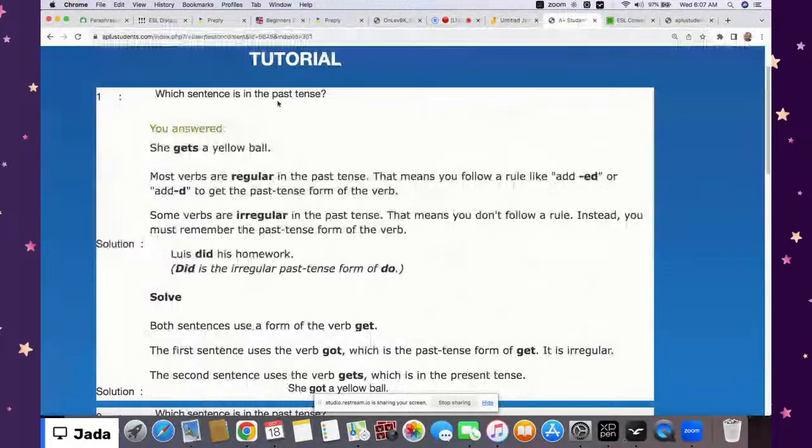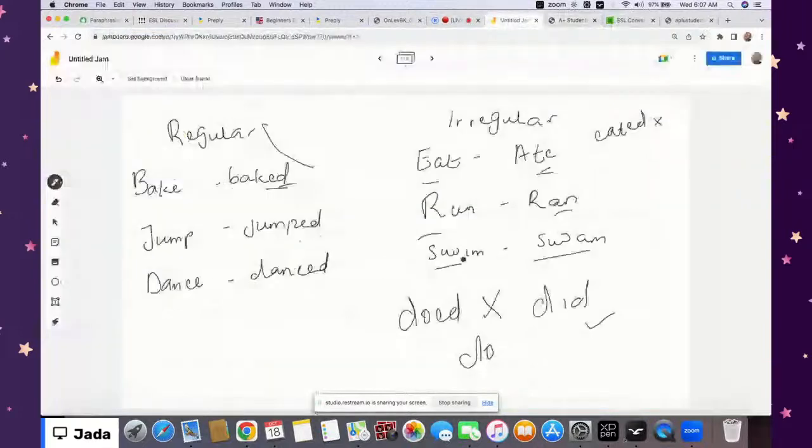Okay. Which sentence is in the past? She gets a yellow ball. So now you solve. Both sentences use a form of the verb get. The first sentence uses the verb got, which is the past tense form of get. So it is irregular. We cannot say getted like this. No. Instead, you're gonna say got. So when you get something, then it is got.